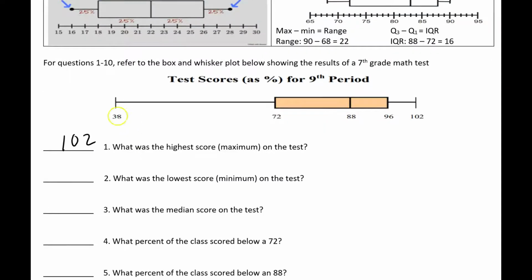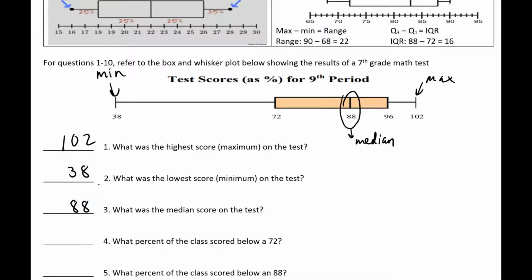What's the lowest score on the test? That's super easy. That's a 38. It's just the lowest score here. So this is your minimum, and this is your maximum. All right, what is the median score of the test? Well, that's the line right in the middle. So this is your median, and it's pretty easy to tell that's an 88.